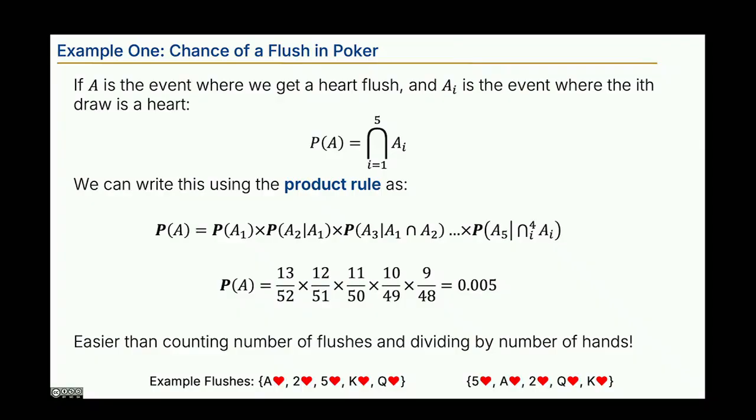That's a lot more convenient than what we did before, where we had to say, what's the size of A, if A is the set of all heart flushes, and what's the size of all of the possible draws? That's the omega, our whole sample space. And this is a much simpler approach. You can also think of this as like the tree diagram. You go down the 13 52nds branch, then the 12 51sts branch, and so forth, until you get this heart flush. Okay? Any questions about this?